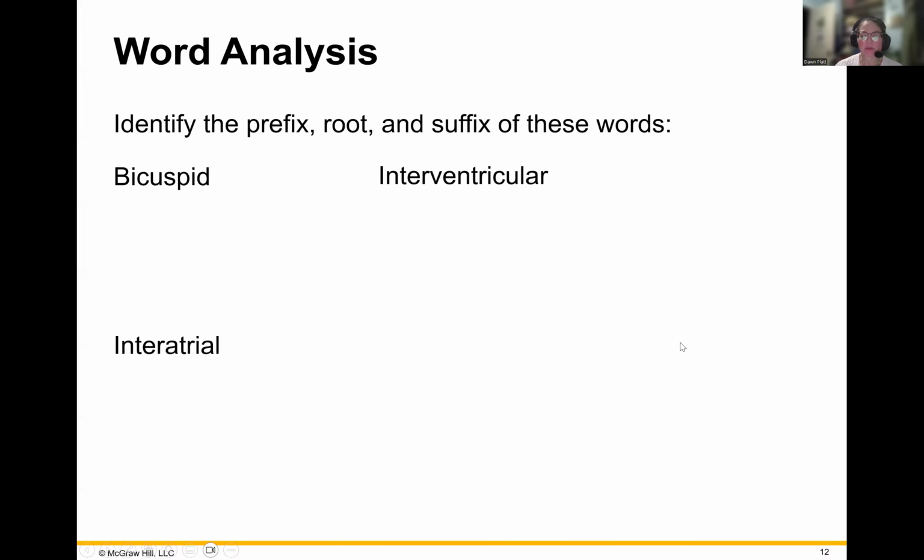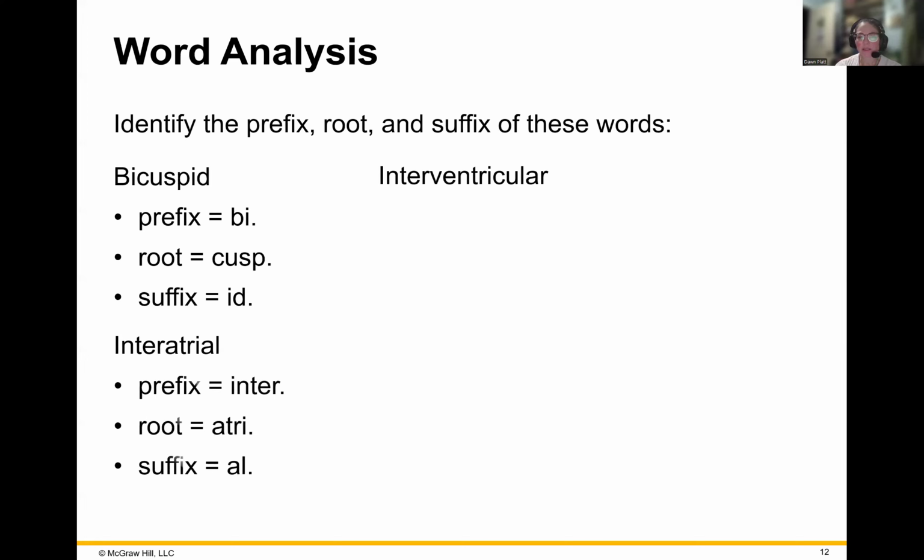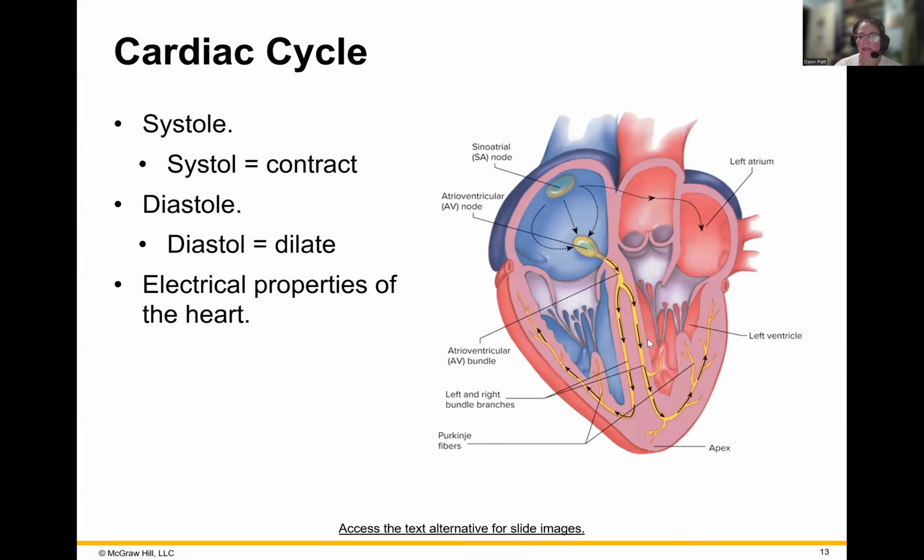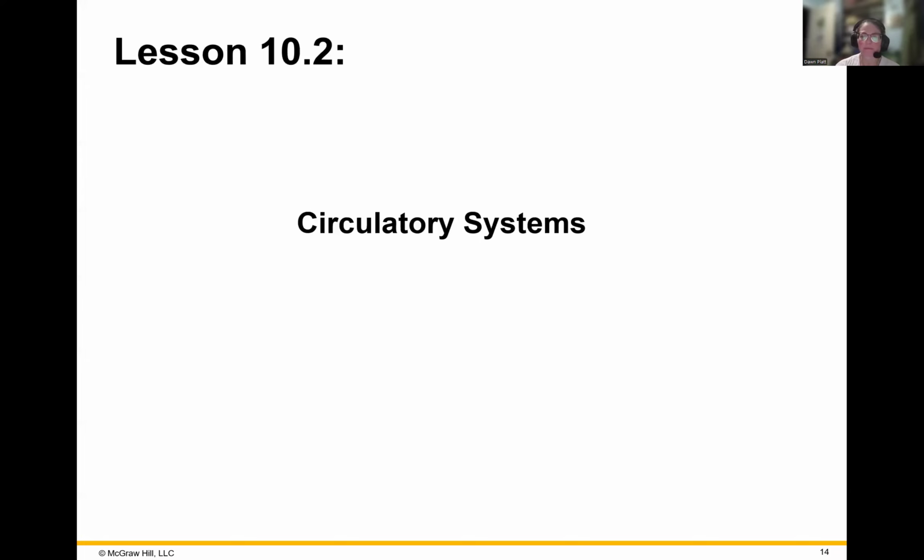All right, a couple of other terms you're going to see that have to do with the heart. So bicuspid, interatrial, and interventricular. Cardiac cycle, again, you don't need to know the cardiac cycle for me, but knowing what systole and diastole mean, you might see that somewhere. So systole means to contract, diastole means to dilate, and that has to do with the actual pumping of the heart.